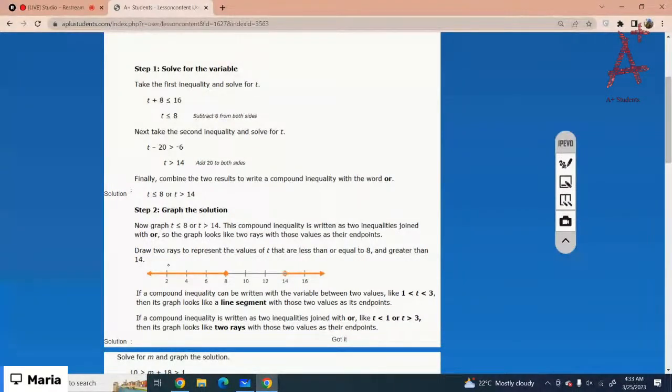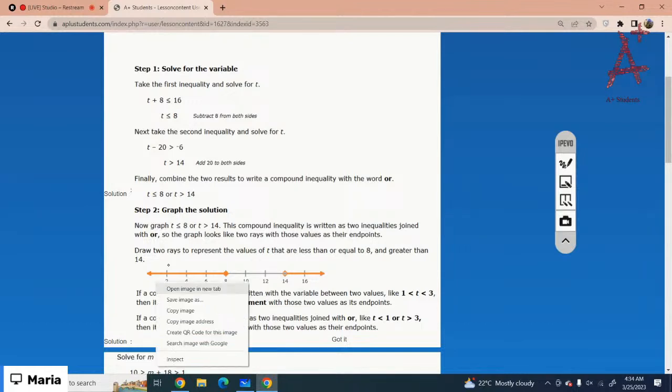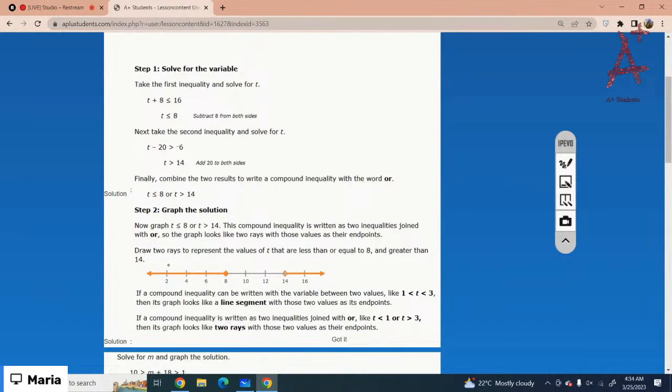Basically it is a compound inequality with two solutions. Got it? The graph of the solution looks like two rays with two endpoints. The first one is t is less than or equal to 8, and the second one is t is greater than 14. So these two rays are the solution of the inequality. Got it?